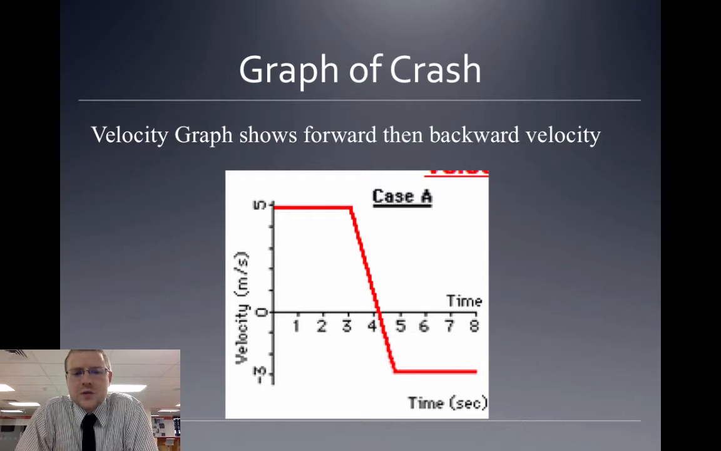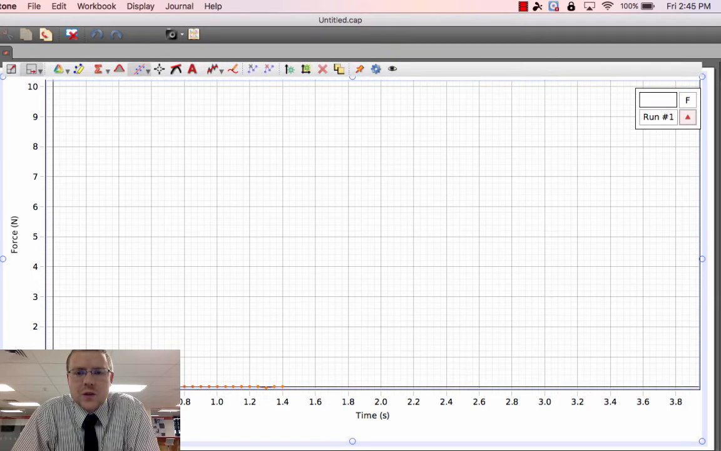So the velocity graph was pretty straightforward. Velocity was heading to the right, hit the spring, and velocity was heading back to the left. So there was a big change in velocity caused by the spring force. Let's analyze the force then. So here's the force time graph. You can see there's no force.